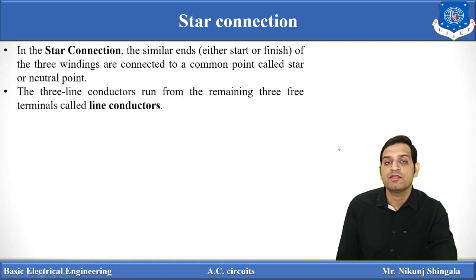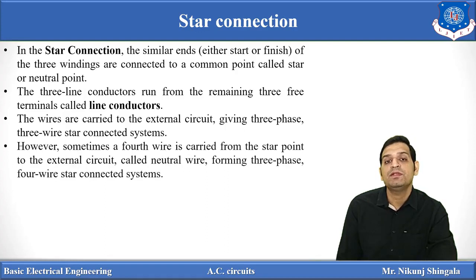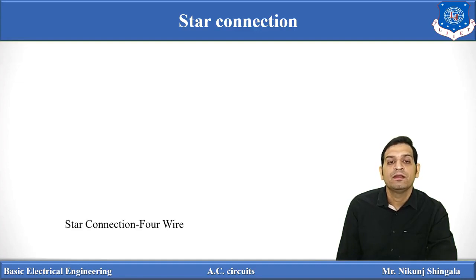The three conductors running from the remaining free ends are known as the line conductors. The wires are carried out to the external circuit, giving a three-phase, three-wire connected system. But sometimes a fourth wire is also connected to the neutral point, which is known as the neutral wire. So we will have a three-phase, three-wire star connected system, and also a three-phase, four-wire star connected system.